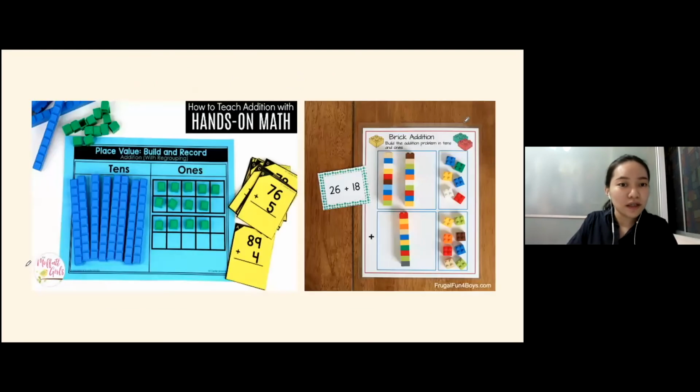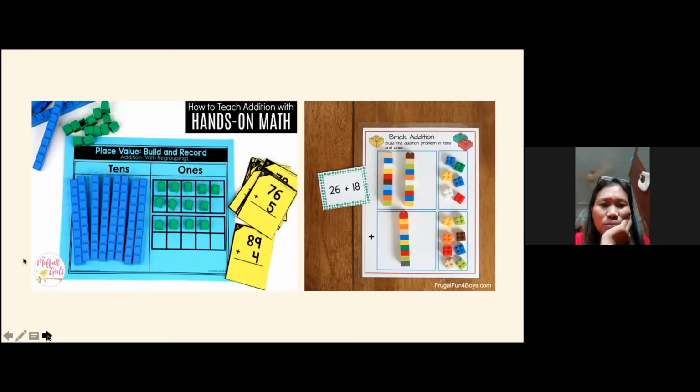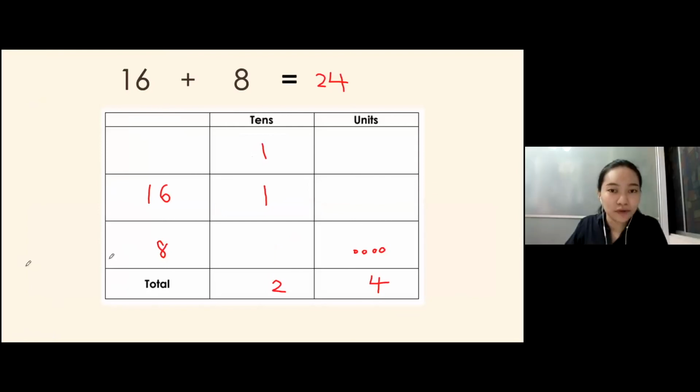Okay. So you can have this place value map in your class. For example, you teach them when the 10 frame is full, it will turn into a 10. So this is one of the ways. And also you can teach using blocks like this, 26 and 18. When you stack the Lego together, when there's 10, you move them into the 10 house.